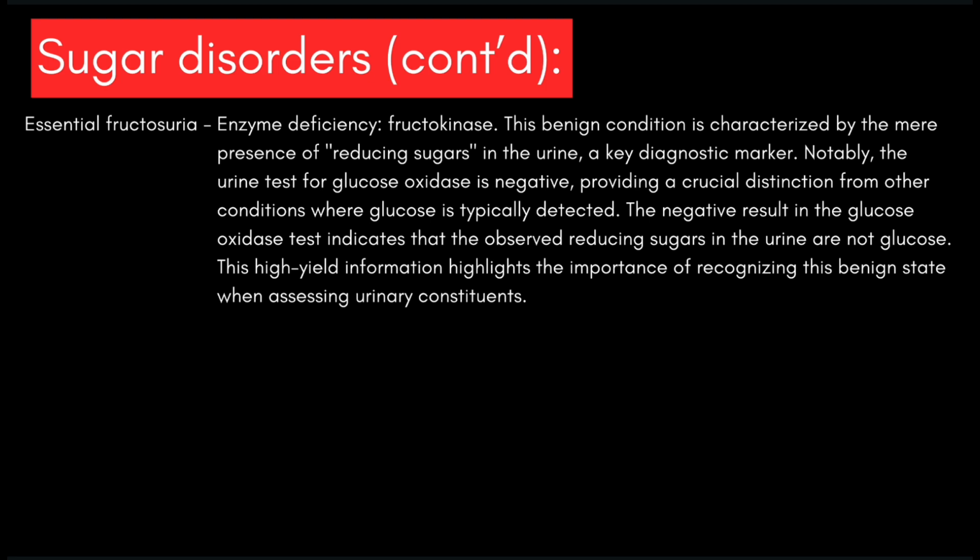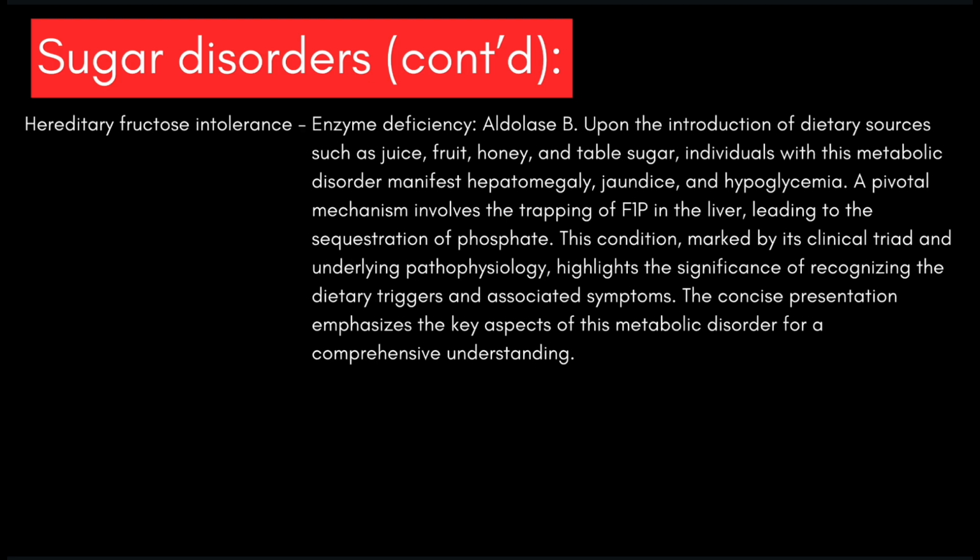Notably, the urine test for glucose oxidase is negative, providing a crucial distinction from other conditions where glucose is typically detected. The negative result in the glucose oxidase test indicates that the observed reducing sugars in the urine are not glucose. This high yield information highlights the importance of recognizing this benign state when assessing urinary constituents. Let's move on to the next condition. We have hereditary fructose intolerance.